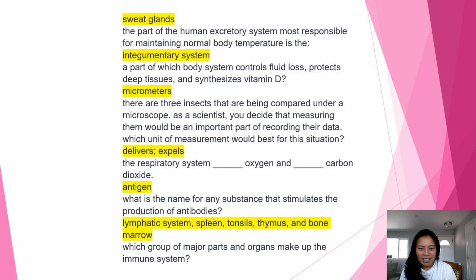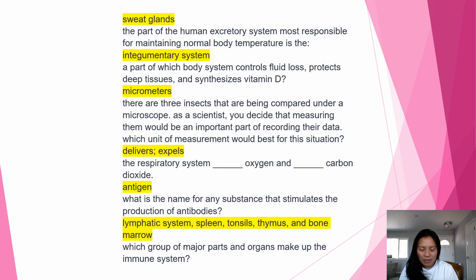Okay, there are 3 insects that are being compared under a microscope. As a scientist, you decide that measuring them would be an important part of recording their data. Which unit of measurement would be best for this situation? The answer would be micrometers. It's used to measure microscopic organisms. Next question, the respiratory system blank oxygen and blank carbon dioxide. The answer would be delivers and expels. So again, I'll repeat the question. The respiratory system delivers oxygen and expels carbon dioxide.